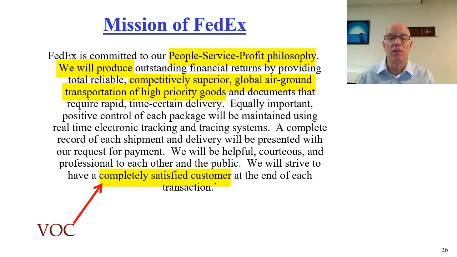Here is an example. This is the mission statement for FedEx, which you can see has a people-service-profit philosophy. Now let's be honest, they got the word profit right up front. I've got to make money doing this. If I don't, I can't reinvest in new processes and systems. I can't make things happen. If nothing else, I can't pay my employees, and people aren't going to stick around for very long. They're going to produce. They're going to be competitively superior. Global. Again, we talked about the scope of what you're doing. Air-ground transportation of high-priority goods. And we have completely satisfied customers, VOC, or the voice of the customer.